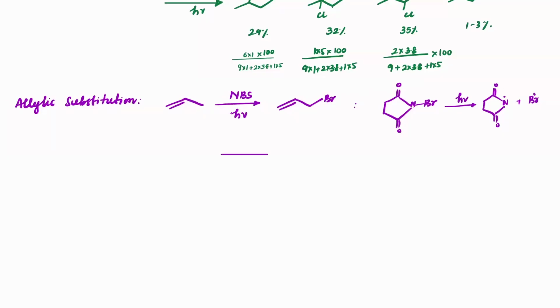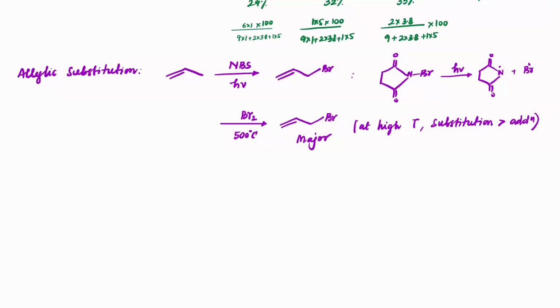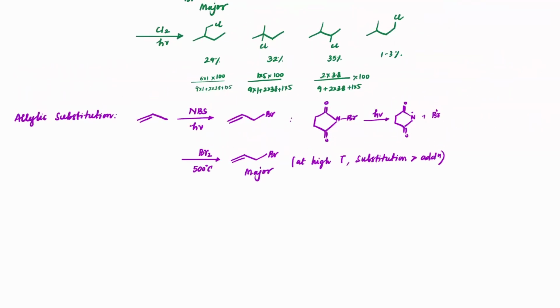Another way to look at it is this: if you react with Br2 at an extremely high temperature, as high as 500 degrees Celsius, bromine will only go for substitution as major. Addition will not happen, but substitution is more favorable. At high temperature, substitution is more observed than addition. This is about allylic substitution.